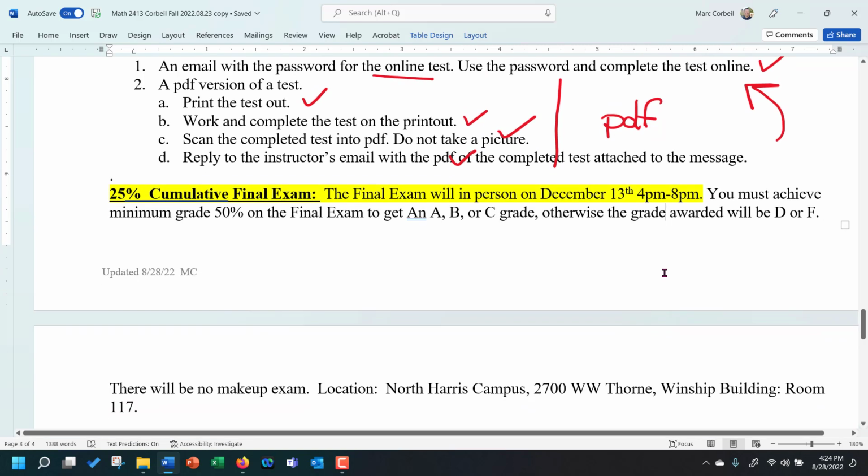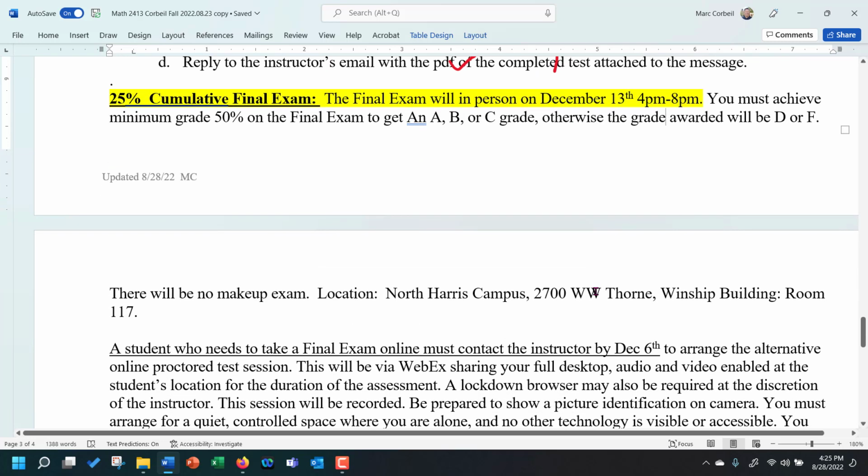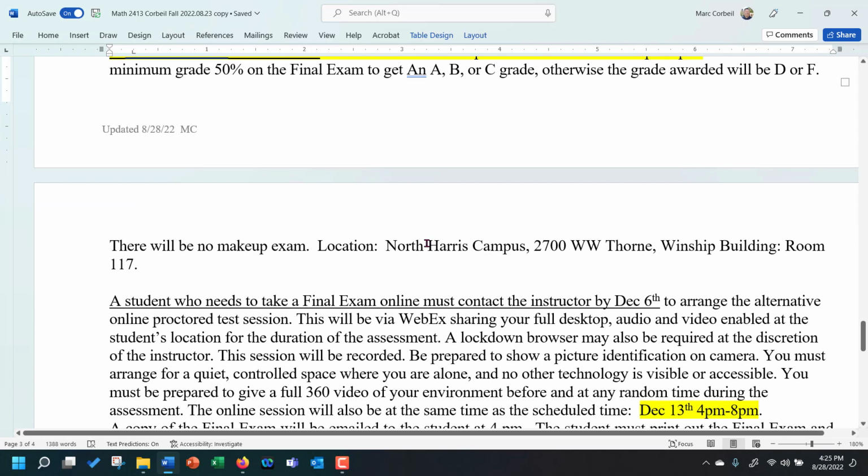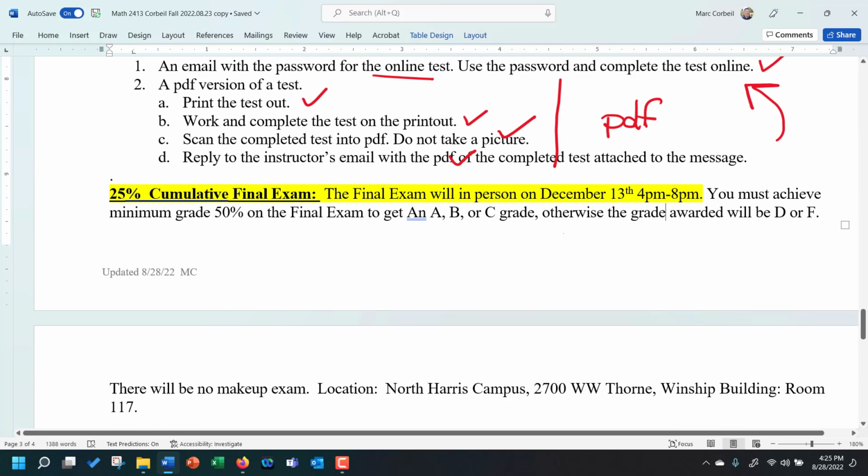You've got to achieve a minimum grade of 50% on the final exam to get an A, B, or C grade. Otherwise, your highest grade will be a D or an F. There's no makeup date, there's no makeup room, there's no makeup place for the final exam. The address for it is at the North Harris campus in the Winship Building, room 117. So that's going to be on December 13th at 4 to 8 p.m.